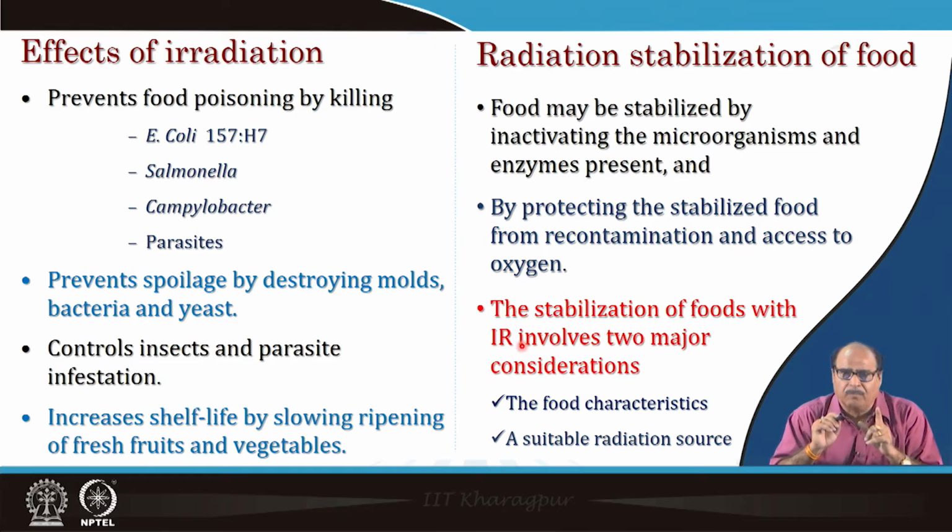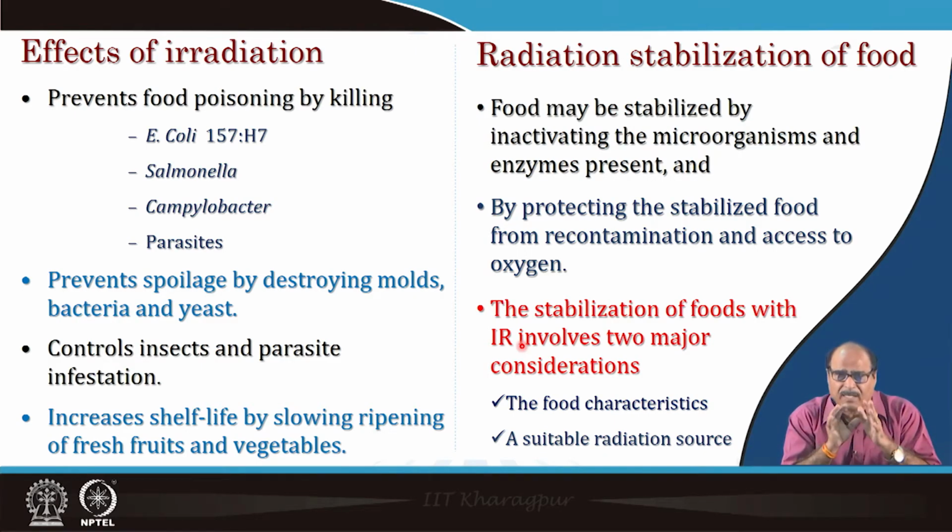The stabilization of food with ionizing radiation involves two major considerations. One is the food characteristics. Depending upon the known characteristics of the food, one can calculate, such as the pH classification and the various components, which will favor certain types of microorganisms. On this basis you know what type of microorganism may be present in the food. The pH classification and other characteristics are what we use in thermal processing, and the same thing holds good here also.